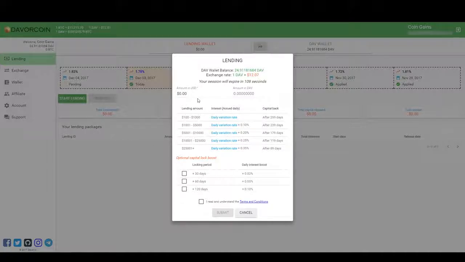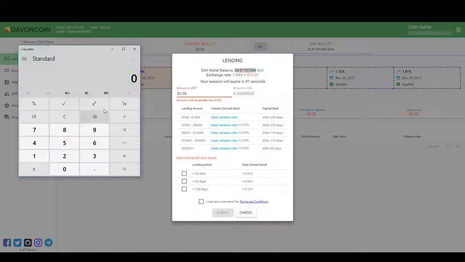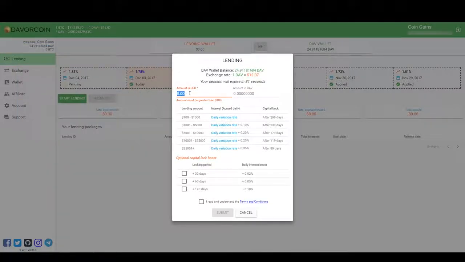So I'm not exactly sure how much I have, so I'm going to open up a calculator. If you had like 10 DAV, then you could just do 12.7 times 10, but I'm going to go in and type this in. So I want to be as close as possible. So we're going to put in that. So it's just over $300 US. Copy that, and I'm going to put it into the USD amount.